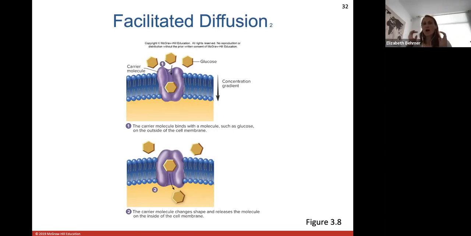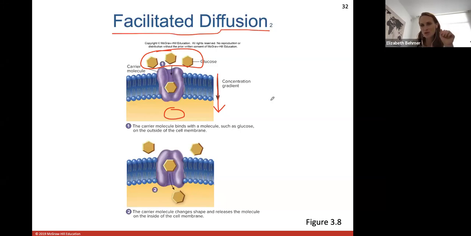But glucose will always travel from an area where it's more greatly concentrated to an area where there's not that much inside the cell. So it'll flow down its concentration gradient. And because it does that, even though it's using the help of a protein carrier molecule, we still call it a type of diffusion that does not require energy. So no ATP is required to get glucose across. It just flows down its concentration gradient using the help of a carrier molecule.